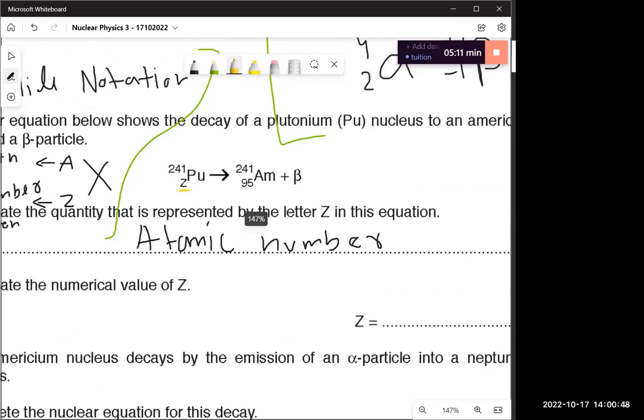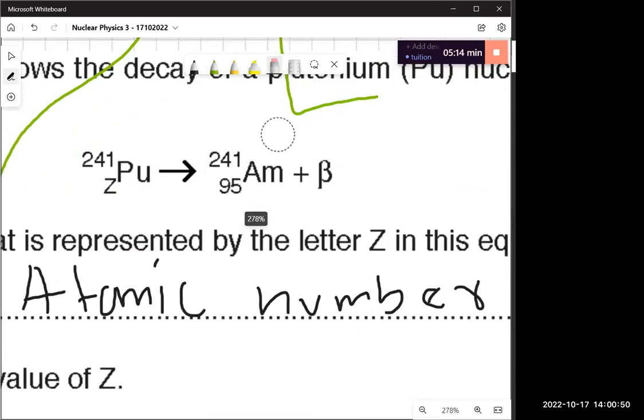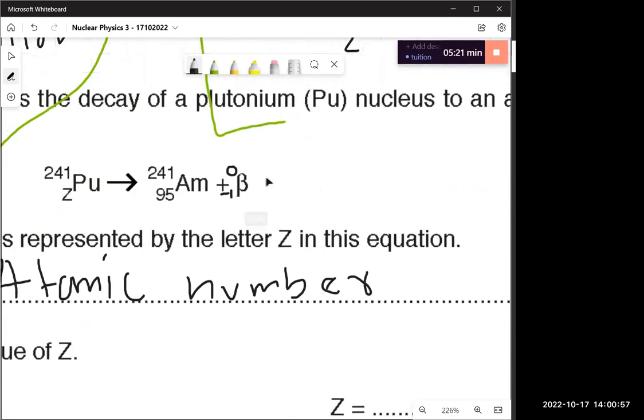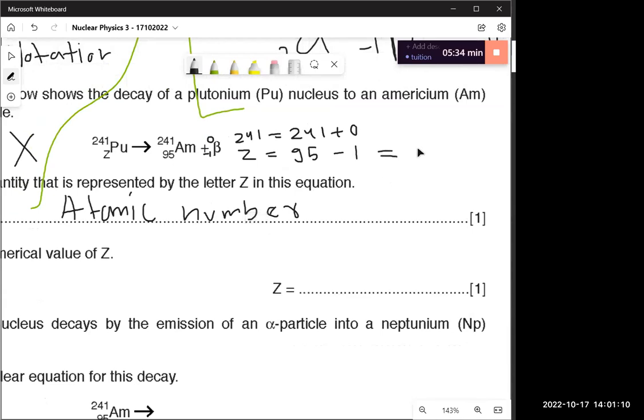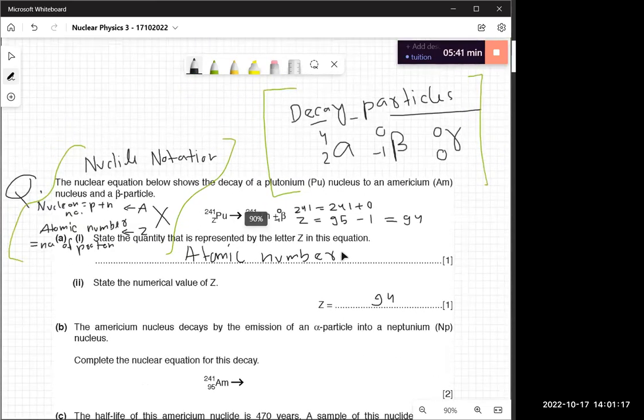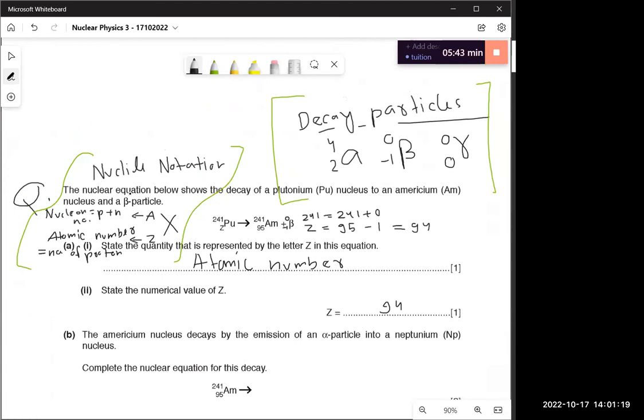Plutonium. Now all we have to see is the beta particle numbers are not given, so we'll just write them first. It's going to be 0, minus 1. Now we need to know that all the numbers above are equal. So 241 is 241 plus 0. Z is equal to 95 minus 1. Therefore, what is Z? The answer is 94. Now write these things in your notebook: decay particles and nuclide notation.